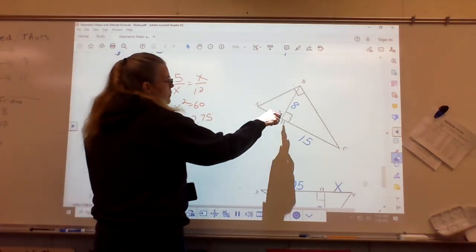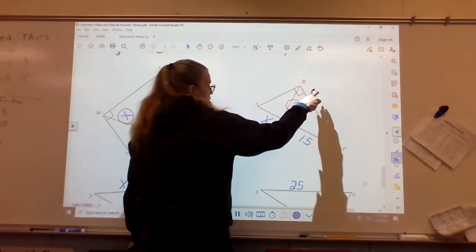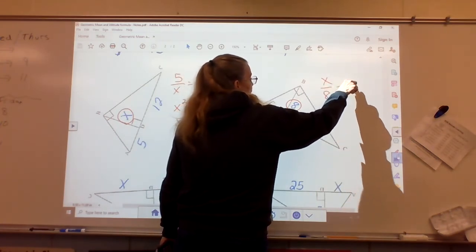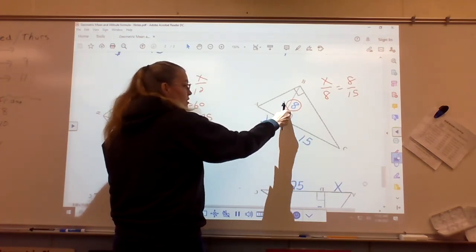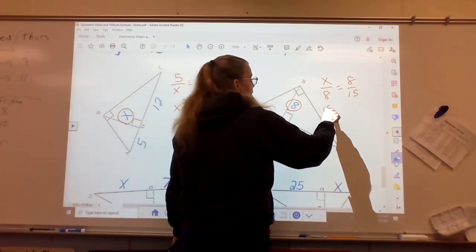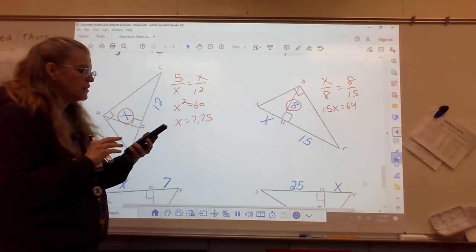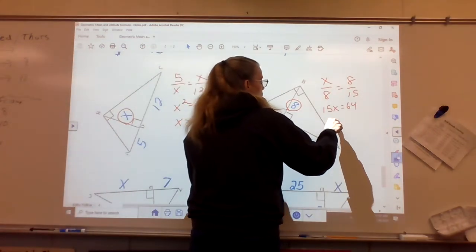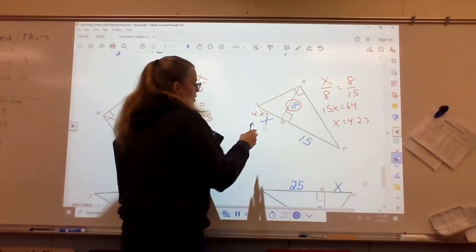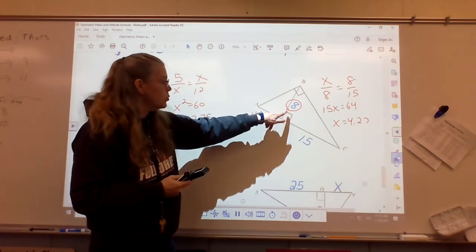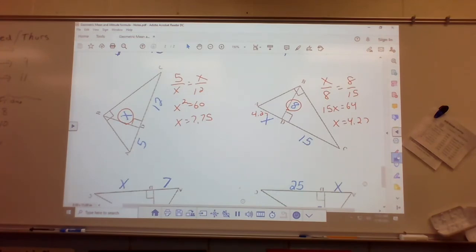Now this one's a little bit different because I gave you the middle. So I'm still going to set it up the same way. X over 8, 8 over 15. So 8's the one I used twice this time because 8's the one in the middle. So 15x equals 64. So 64 divided by 15, 4.27. So x equals 4.27. So that's this number here. And yeah, 8, which is the one in the middle, is between 4.27 and 15. It's the geometric mean.